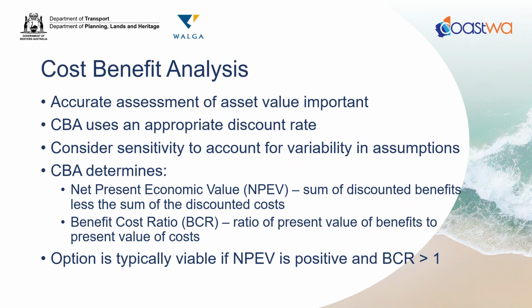To complete the CBA, an accurate assessment of asset value is also important. The CBA would use an appropriate discount rate. It considers sensitivity of those discount rates and other things to account for the variability in the assumptions. And it determines a number of things, including a net present economic value, or NPEV, which is the sum of the discounted benefits less the sum of the discounted costs. It would also consider a benefit cost ratio, which is a ratio of the present value of benefits to the present value of costs. Typically an option would be viable if the net present economic value is positive and the benefit cost ratio is greater than 1.